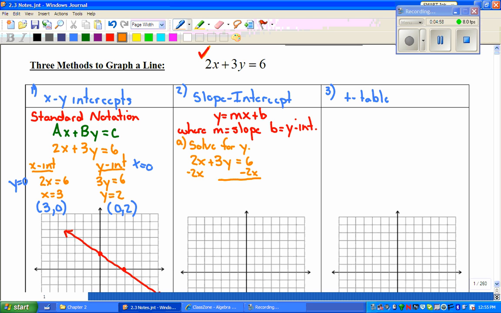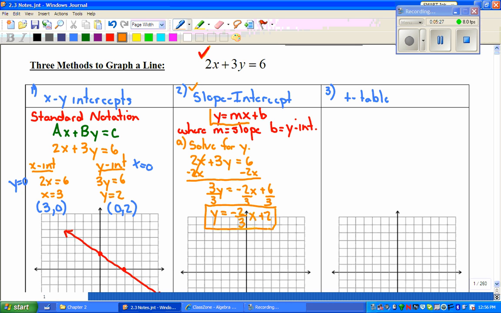All right, your 2x's cancel out. You're left with 3y is equal to negative 2x plus 6. And now you're going to go ahead and divide by 3, divide by 3, divide by 3, and we're going to end up with y equals negative 2 thirds x plus 2. Now we have an equation that is in slope-intercept form right here.